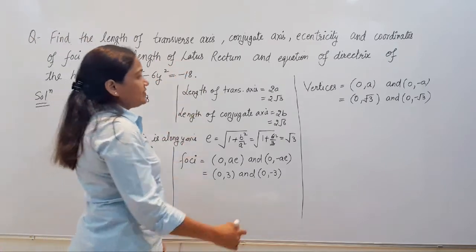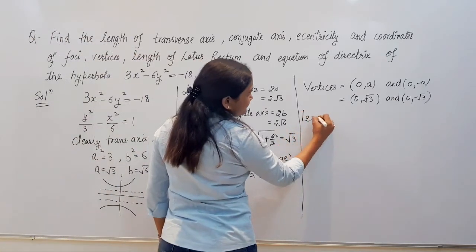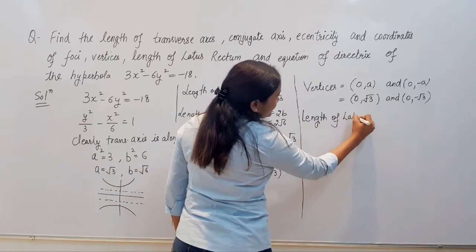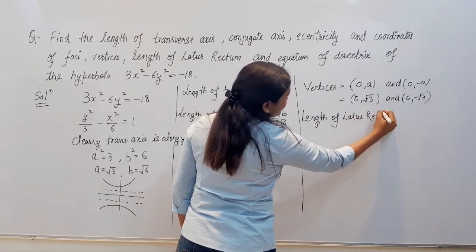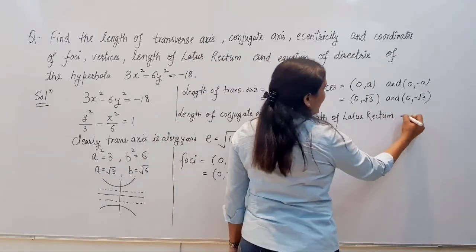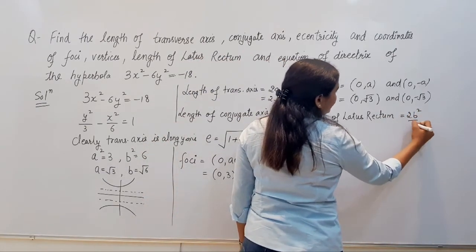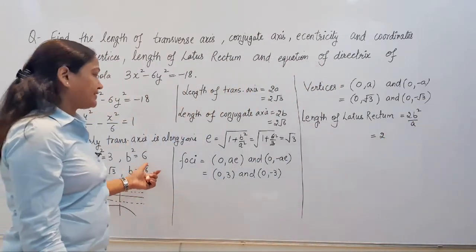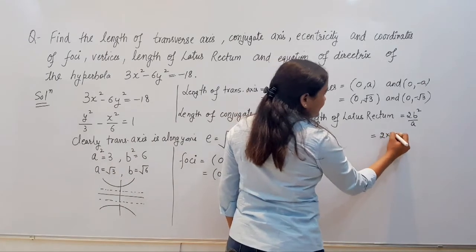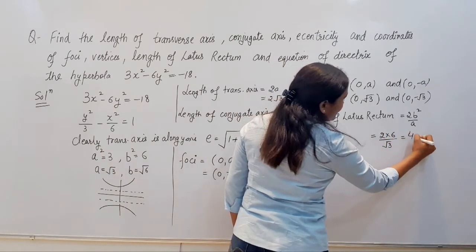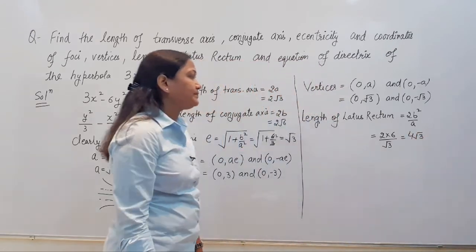Next is, you have to find the length of latus rectum. Length of latus rectum is 2b square by a, and that is equal to, your b square is 6 and a is root 3. So it will come out 4 root 3.